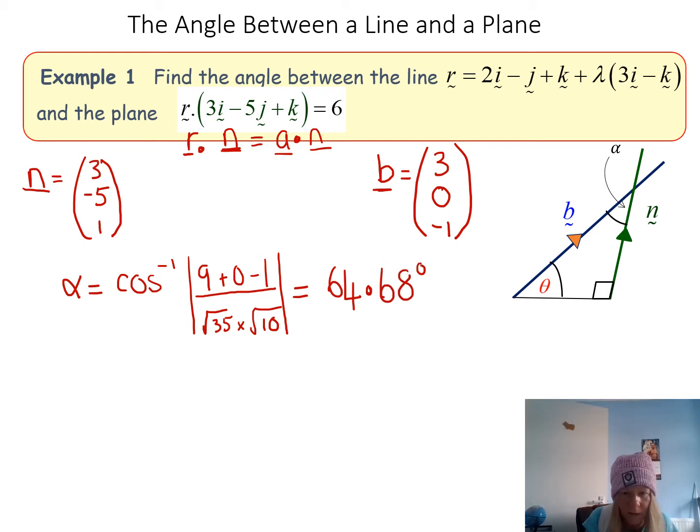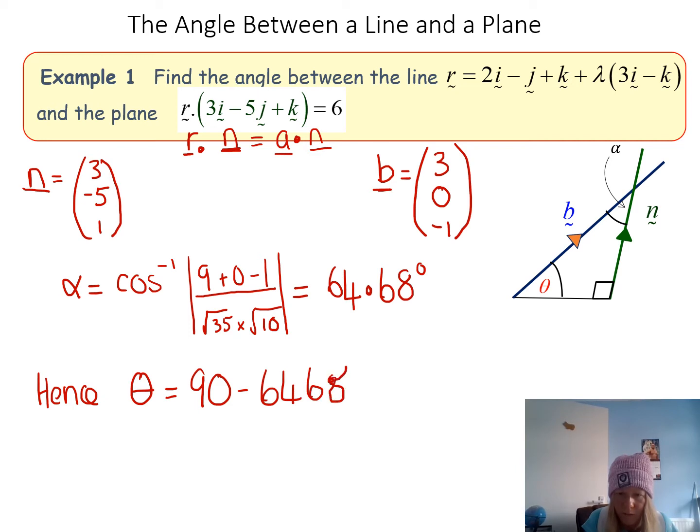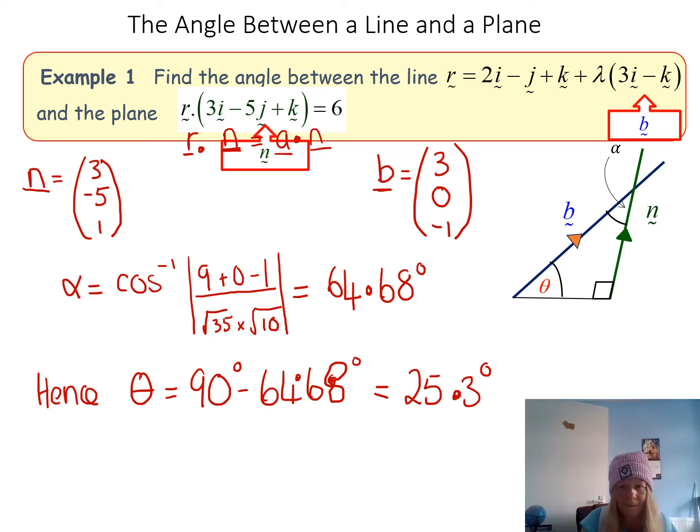64.68 degrees. And this just means we've got our theta, which is the angle between the plane and the line. There's a line. We haven't got a plane on this picture, but you just imagine it's like a flat surface somewhere. So you've got 90 minus 64.68, degrees if you want on those. And that comes out at 25.3 degrees to 1 decimal place. Super.